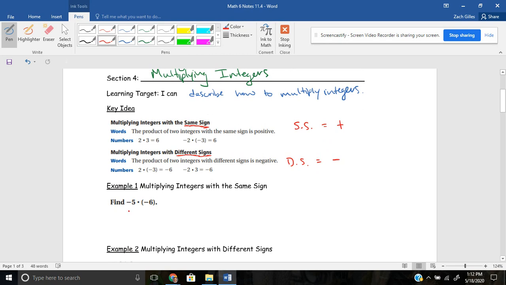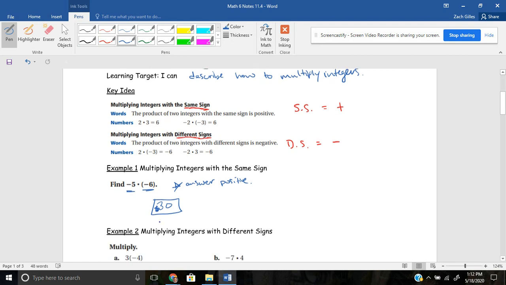Example 1 says find negative 5 times negative 6. The first thing I'm going to think about is, do these two numbers have the same sign or different signs? A negative and a negative have the same sign. So my answer, I'm just going to write this reminder, should be positive. And then what is 5 times 6? 5 times 6 is 30. So my answer would be positive 30. Remember, you could write the plus sign if you wanted to, but we don't have to. That's just another step. If we see 30, we just assume it's positive 30.